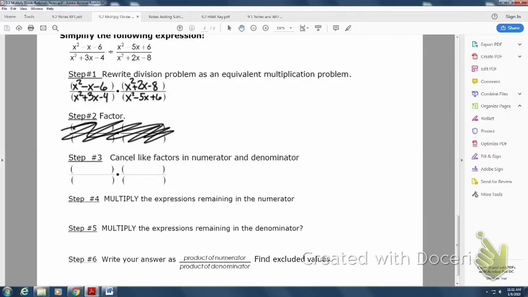So, factoring the numerator of the first fraction, what factors of negative 6 add up to negative 1? What factors of negative 6 add up to negative 1? Yes, negative 3 and what? Negative 3 and positive 2.